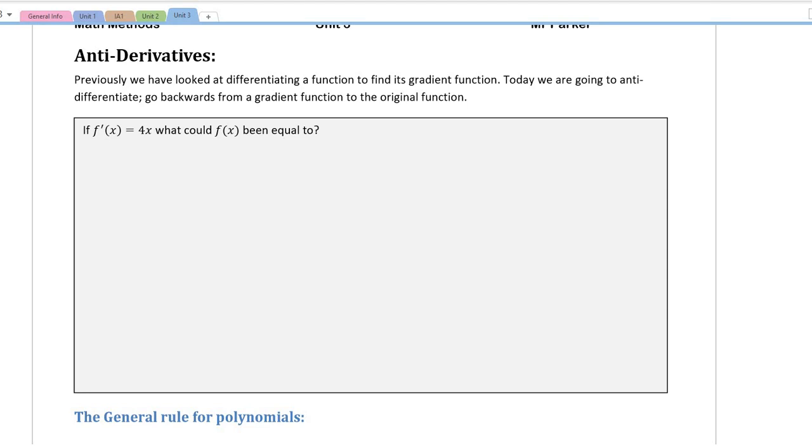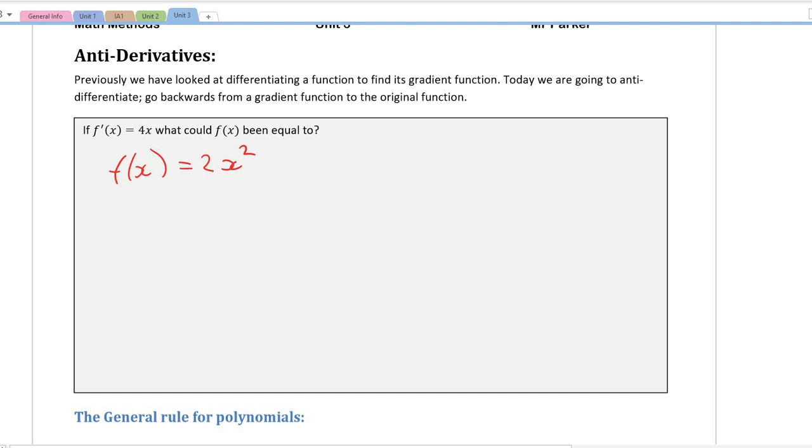Nope. If the original function was x to the 4, the derivative would have been 4x cubed. What would the original power have to have been in this one? Squared. So if this was my original function, f of x would have had to equal x squared. And if x squared differentiated and became 4x, what would have had to be in front of it? 2.